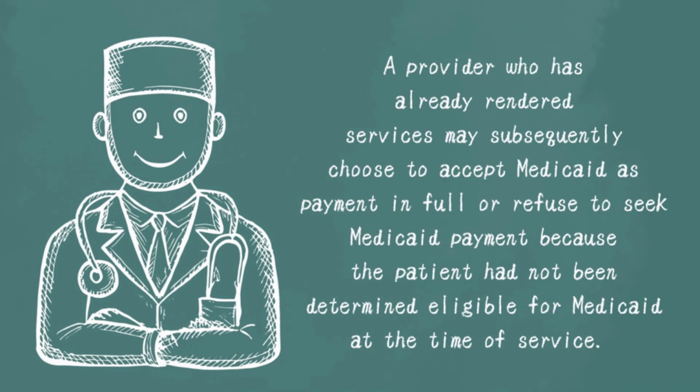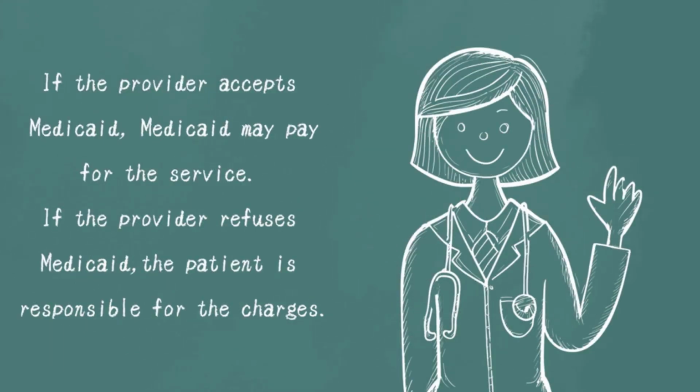A provider who has already rendered services may subsequently choose to accept Medicaid as payment in full, or refuse to seek Medicaid payment, because the patient had not been determined eligible for Medicaid at the time of service. If the provider accepts Medicaid, Medicaid may pay for the service. If the provider refuses Medicaid, the patient is responsible for the charges.